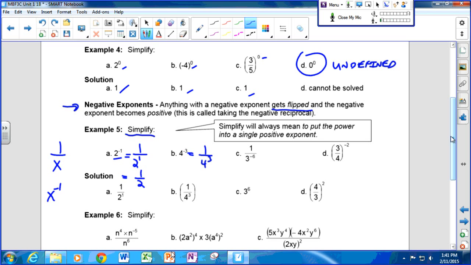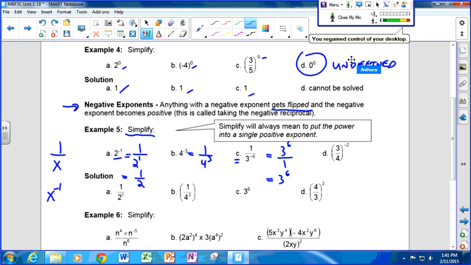Now, it's interesting that if we look at example 5c, this rule actually works even when the base and the exponent are in the denominator. If we take the reciprocal of 1 over 3 to the negative 6, it's going to be 3 to the positive 6 over 1, which is just 3 to the 6. Okay. So it'll help us get rid of a negative sign in the exponent.